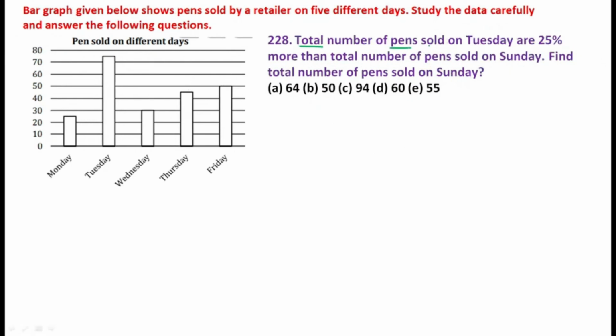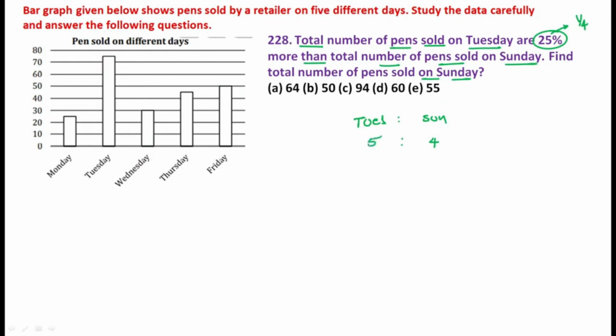The total number of pens sold on Tuesday is 25% more than the total number of pens sold on Sunday. Now find the number of pens sold on Sunday. So here there is a comparison, Tuesday data and Sunday data. Now you already know that 25% is equal to 1/4 fraction. It means the number of pens sold on Sunday is 4 units. Now, when compared to Sunday, Tuesday data is 1 unit more.